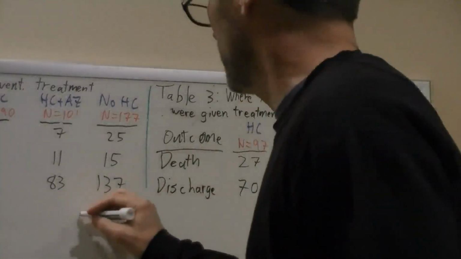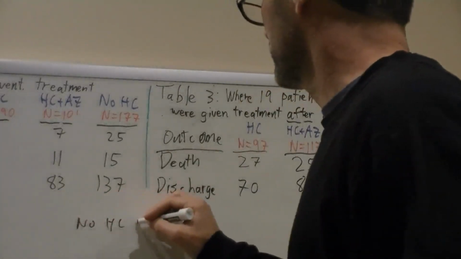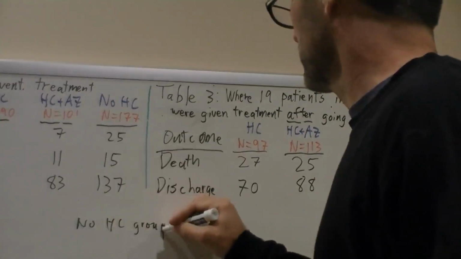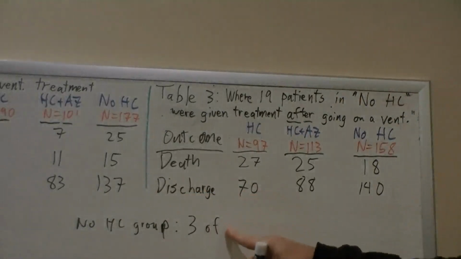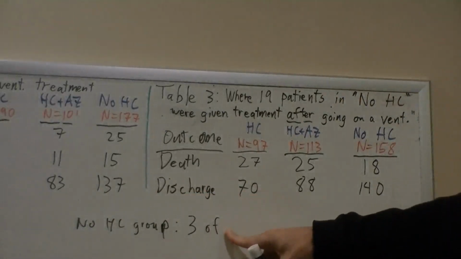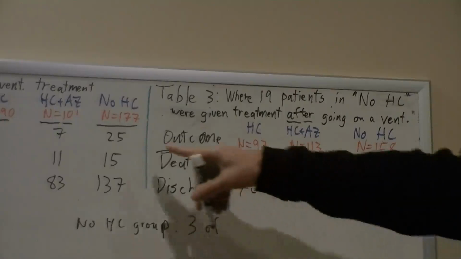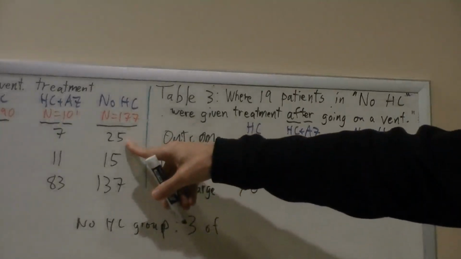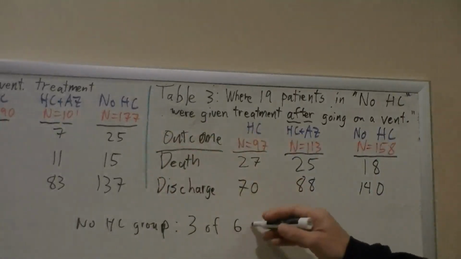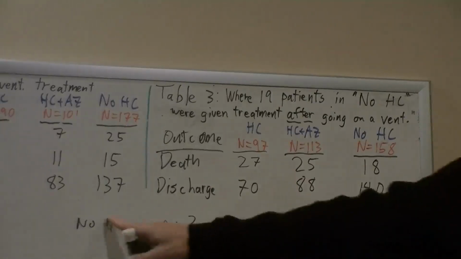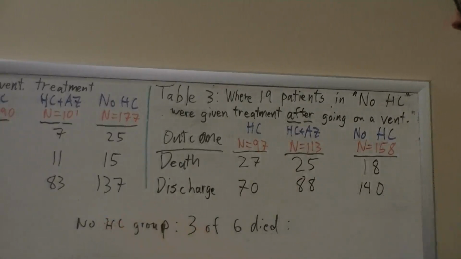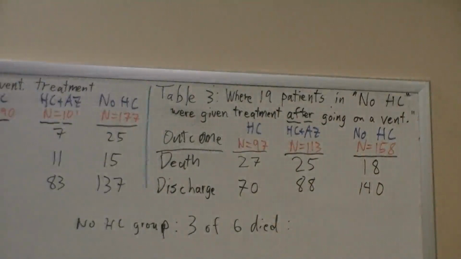So for the no HC group, we know that 3 of the remaining patients died. Now the question is, how many of those remaining patients were there? Well, that's pretty easy to work out. We started with 25. If we subtract the 19 transferred out, that leaves 6. So we know definitively 3 out of 6 died that remained in the no HC group. Okay, so let me make sure I'm still here on the page.